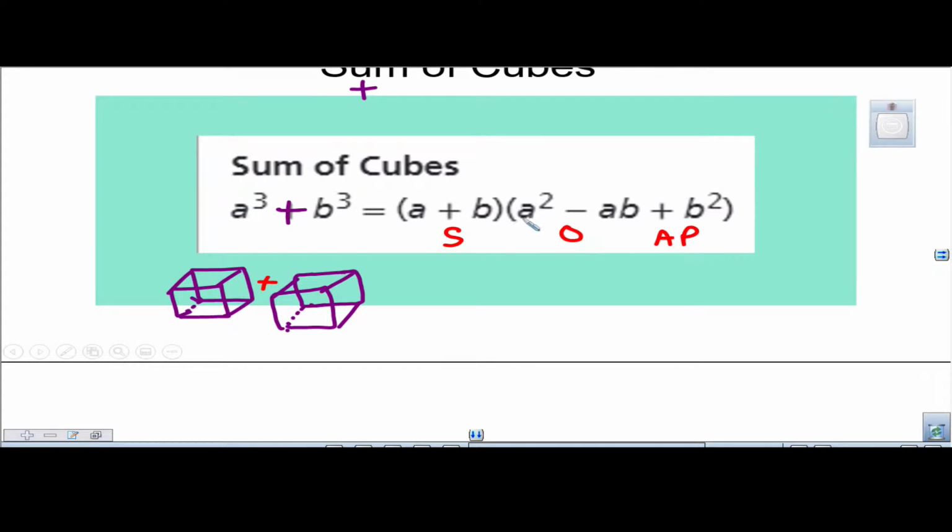So you're going to take the first term plus the second. You're going to use the same sign as whatever you started with. And then the second parenthesis would have a squared, opposite sign from SOAP, O. And then always positive when you have the last item being squared.